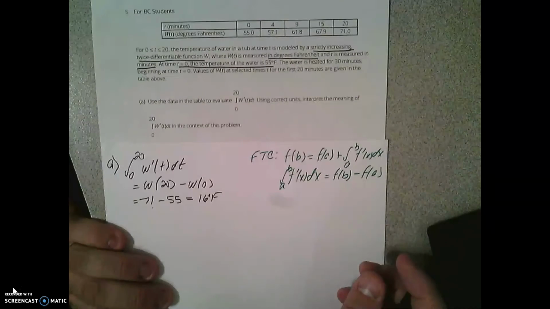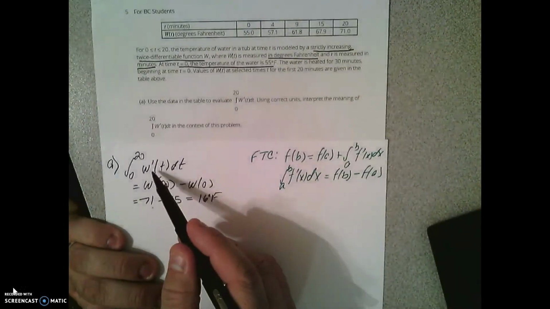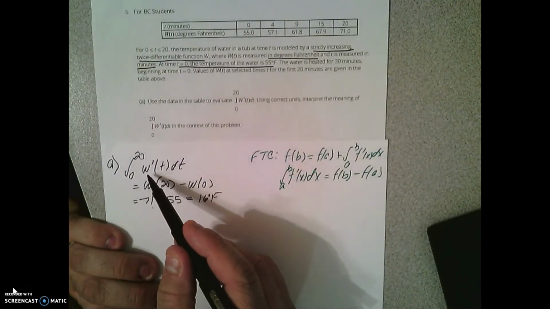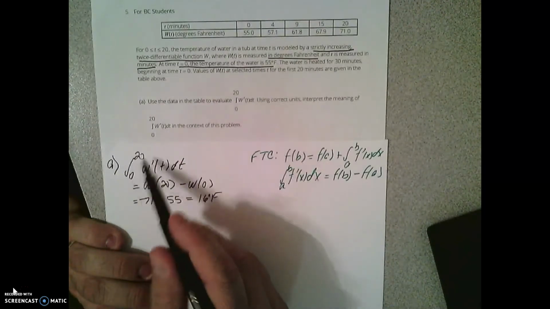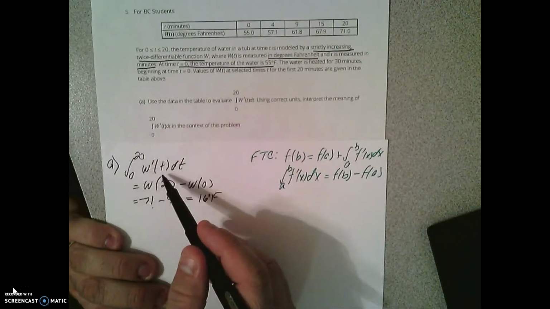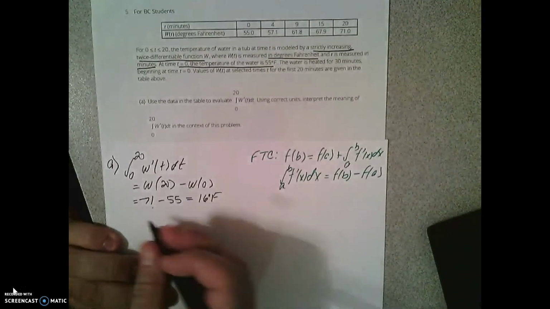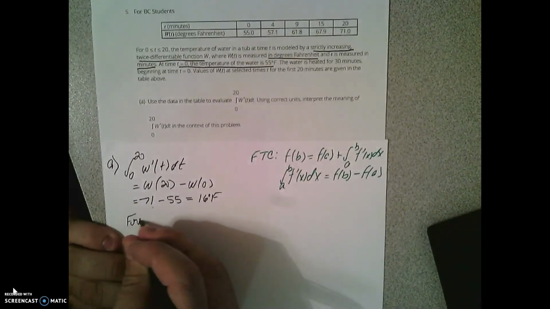What does this answer mean? Well, w represents the temperature of the water. w prime, the derivative, is telling me at what rate the temperature of the water is changing. The definite integral represents the total change in temperature. So I'd want to say it this way.